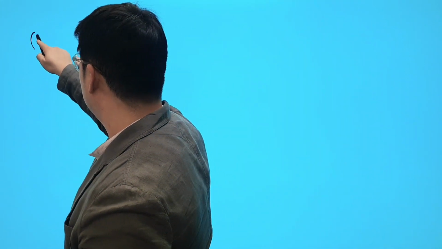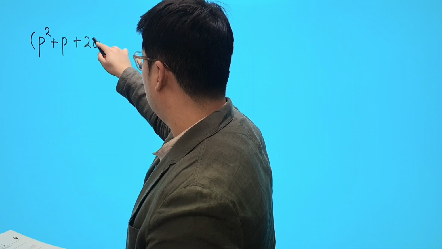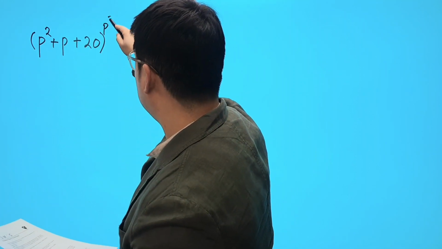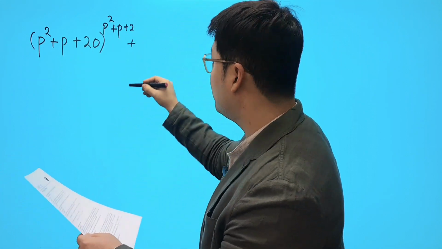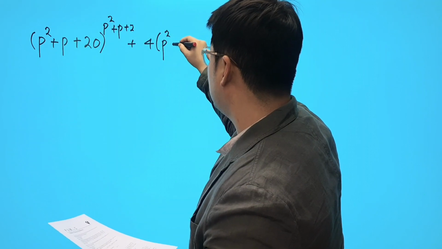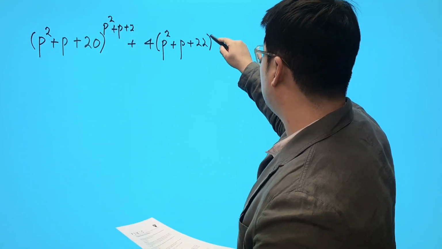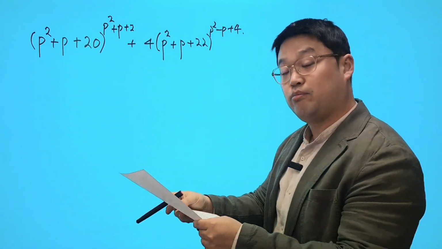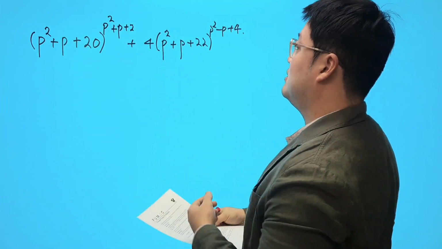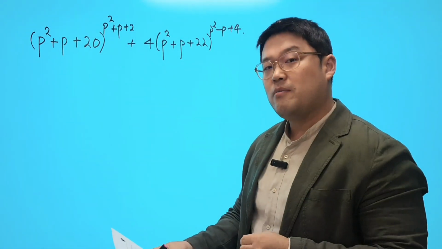Find the sum of all prime numbers p such that p divides (p squared plus p plus 20) to the power of (p squared plus p plus 2), plus 4 times (p squared plus p plus 22) to the power of (p squared minus p plus 4). I need to find the sum of prime numbers p such that this is divisible by p, right? In order to use mod p, we'd better use Fermat's little theorem.